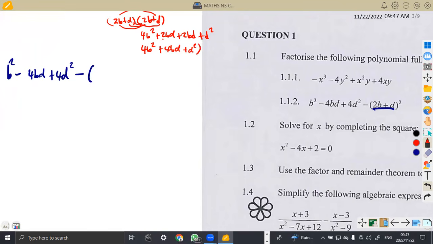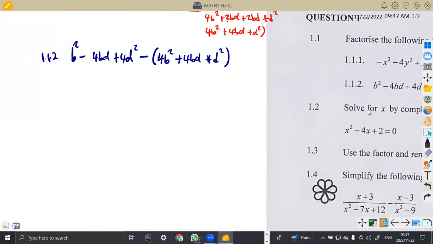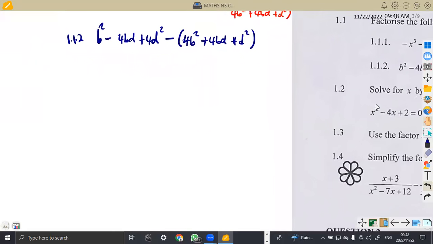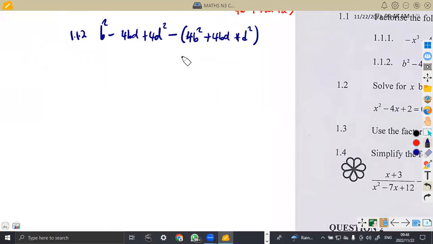So this is the part that we're going to have after expanding that bracket. This is going to be 4b squared plus 4bd plus d squared. Okay, so that means we can factorize thereafter. Let's expand the bracket, both of this. The negative here is supposed to expand each and everything.